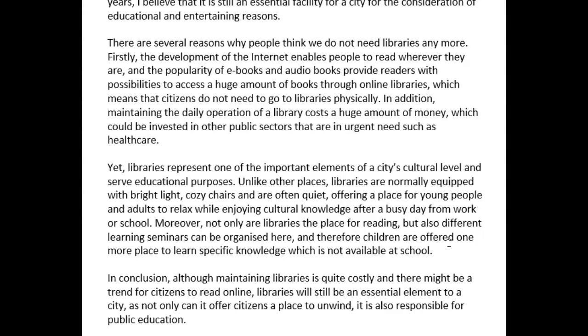Let's read your conclusion, and then we'll talk a little bit more broadly about this. "In conclusion, although maintaining libraries is quite costly and there might be a trend for citizens to read online, libraries will still be an essential element to a city." For a city, I think. An essential element for a city. It sounds better to me. "As not only can it offer," careful, libraries, plural. So, "as not only can they offer citizens a place to unwind, but they are responsible for public education also." All right, that's the right way to do this. Okay, but it's lovely overall.